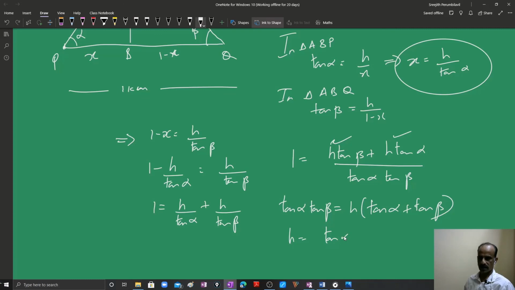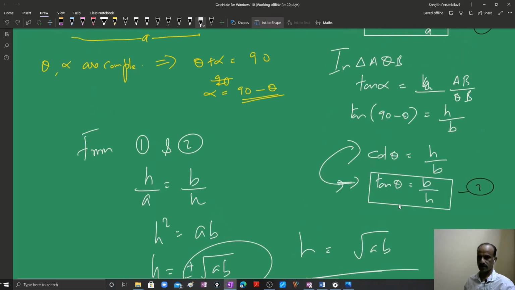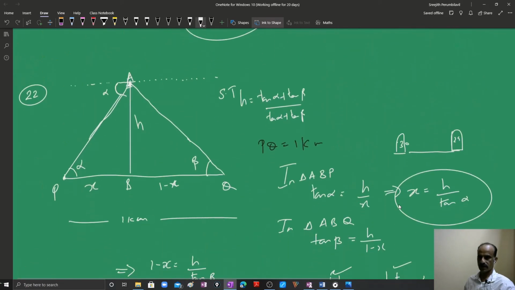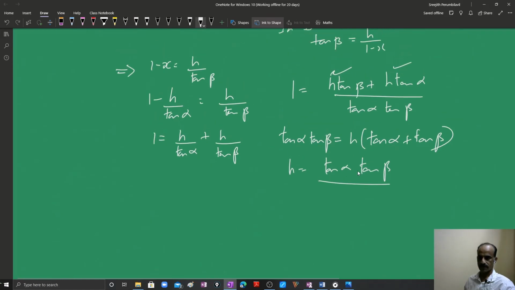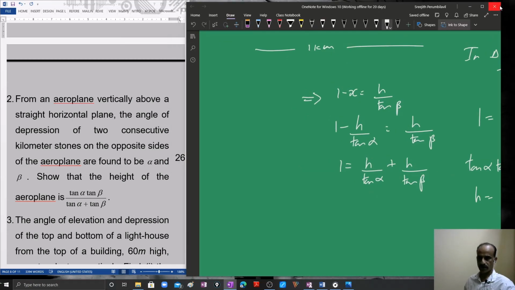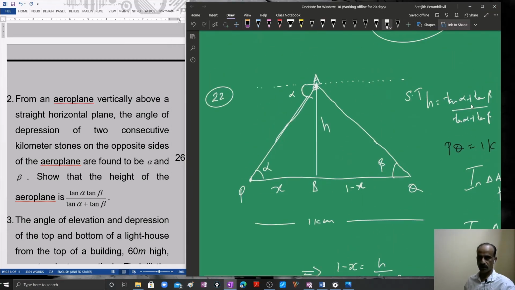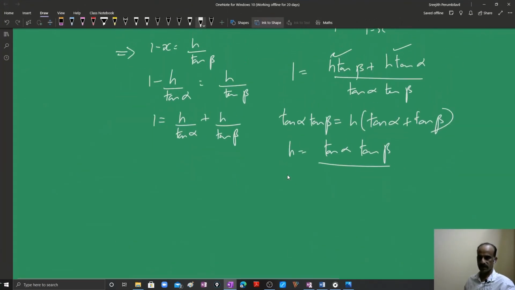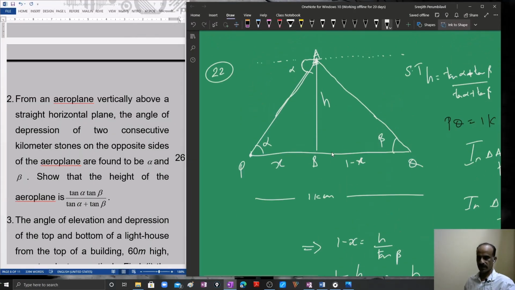H is equal to what? Tan alpha into tan beta divided by tan alpha plus tan beta. We have a problem here. Oh, we wrote it wrong here. Actually, this is tan alpha into tan beta divided by tan alpha plus tan beta, that is what is asked. So the next step, that is tan alpha tan beta divided by tan alpha plus tan beta. That's the question. So in both the triangles I found tan alpha, tan beta.